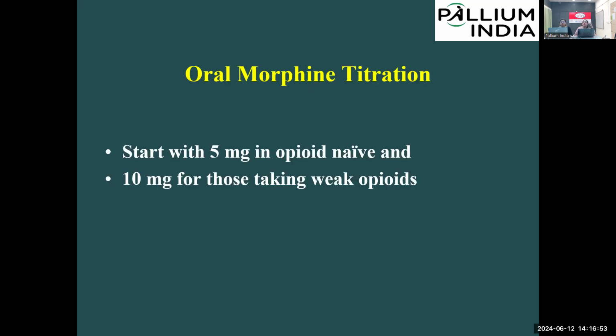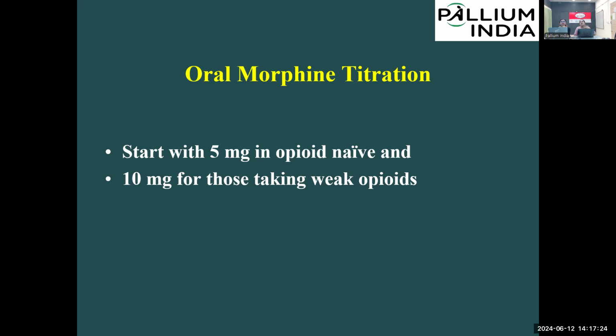Suppose the patient comes to a setting where we don't have IV morphine. So we don't have a morphine ampule, we only have oral morphine. How do we go about it? So we can do oral morphine titration. How do we do oral morphine titration? If it is a patient who's new to opioids, we would start with 5 milligram of oral morphine. So 5 milligram every 4 hourly with a 10 milligram HS dose and 5 milligram as SOS dose.